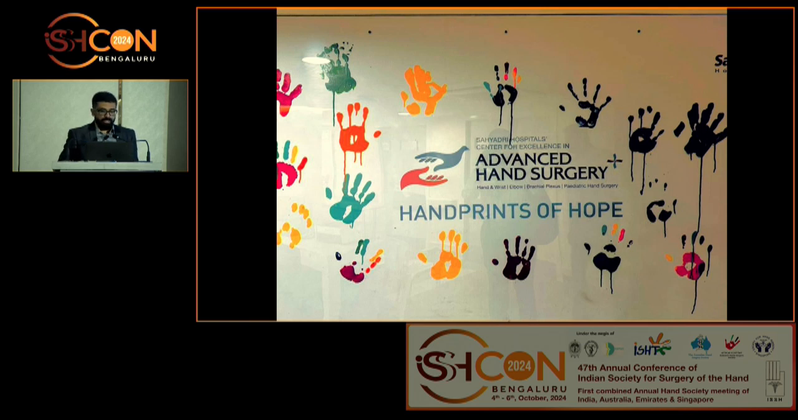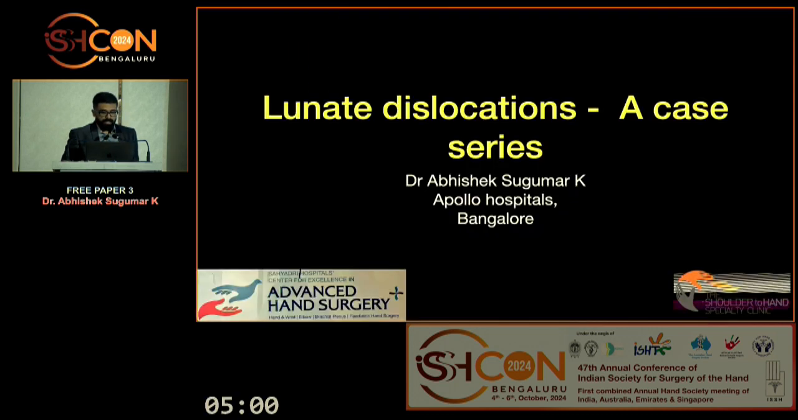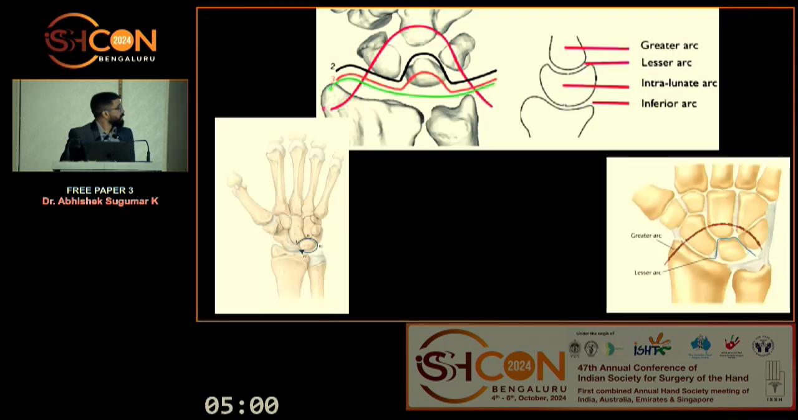Good morning, everybody. Dr. Abhishek from Apollo Hospitals, Bangalore. I'll be presenting on lunate dislocations, a case series. Lunate dislocations or perilunate dislocations can be of multiple types: the greater arc, lesser arc, intralunate, and inferior arc injuries. We're speaking about the Mayfield stage 4.